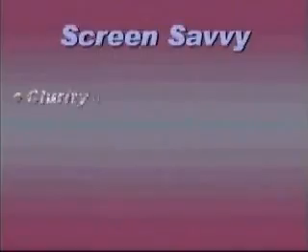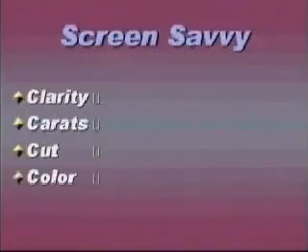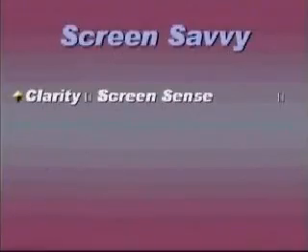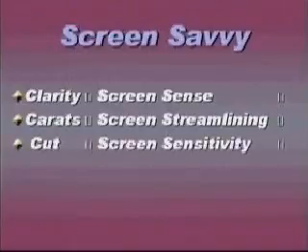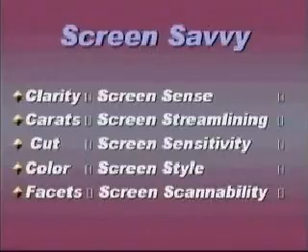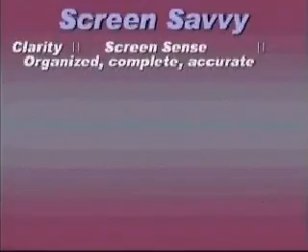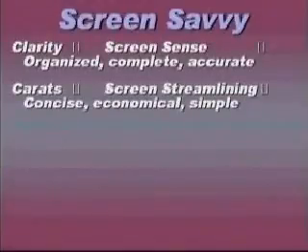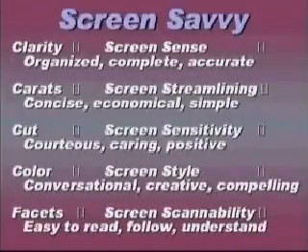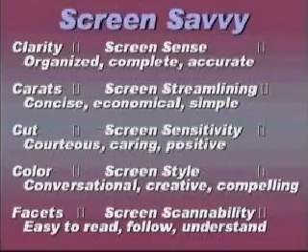So if you will look at the graphic, you will see clarity, carats, cut, color, and facets for buying a gem translate into, for email gems, writing with screen sense, screen streamlining, screen sensitivity, screen style, and I threw in an F, screen scannability, to match facets. And you can further see that each of those 5 screen-savvy qualities have 3 different subcategories, and I will be giving you examples throughout this program of how those work right and how they can be done better.